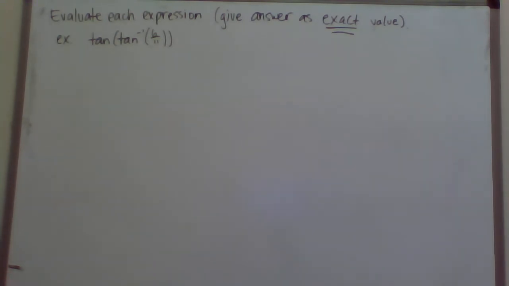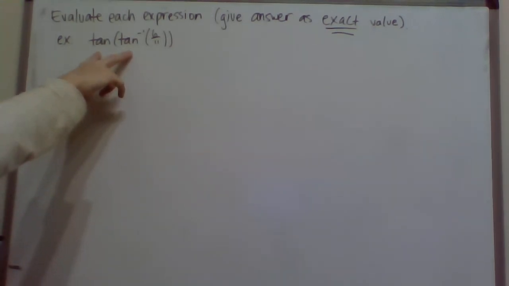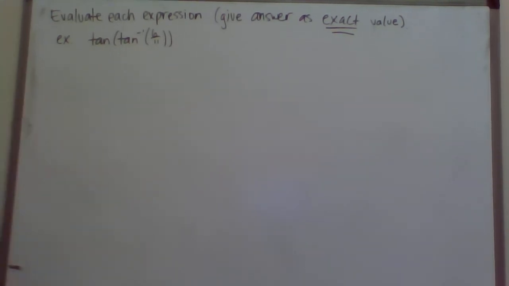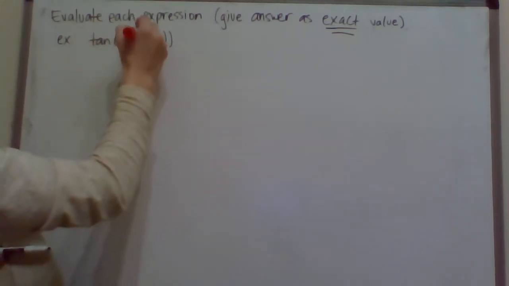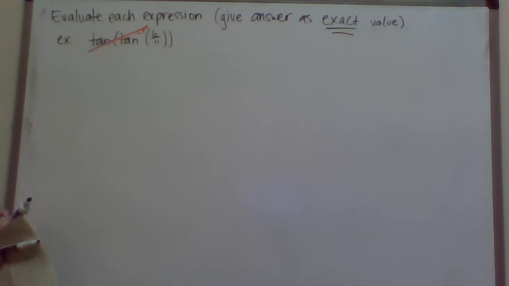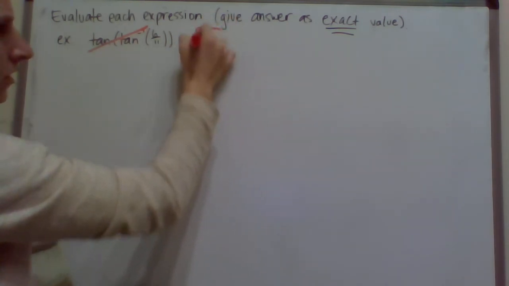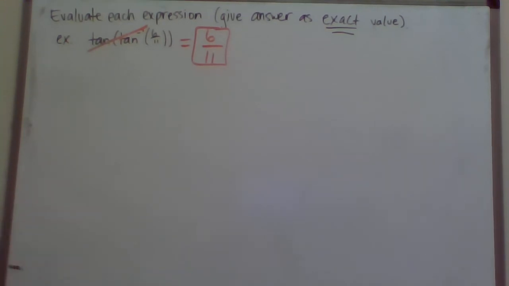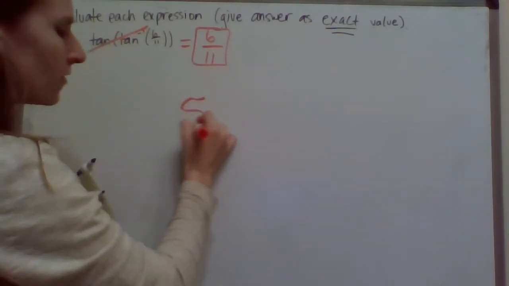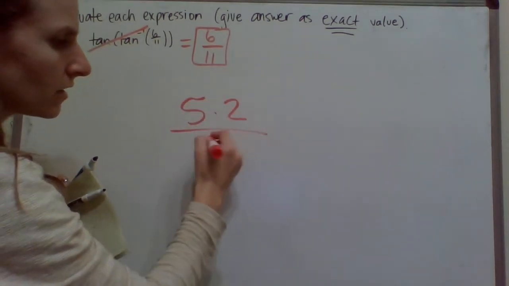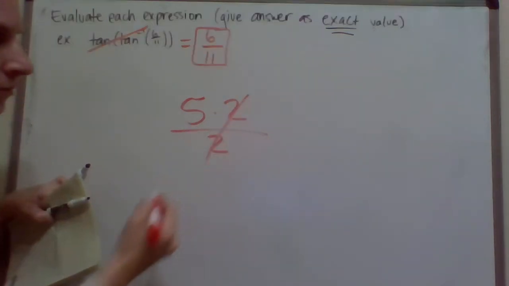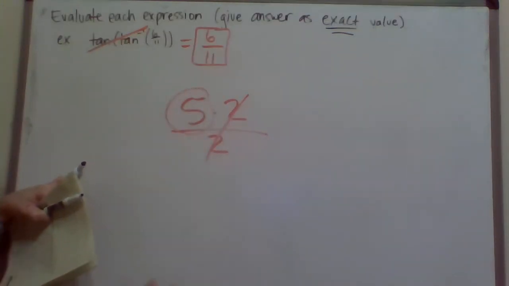Well, this looks kind of like a hot mess, but it's actually really easy. The tangent of tangent inverse, these guys are inverses of each other, which means they're going to cancel each other out. So the tangent of the tangent inverse of 6/11 is literally just 6/11. That's like me taking the number 5 and multiplying it by 2 and dividing by 2 in the same problem. Those cancel and I'm left with my original number anyway.